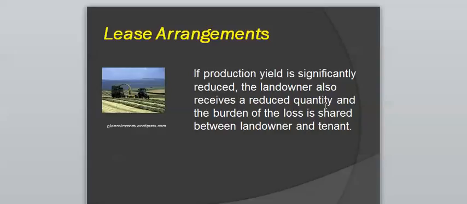So, once again, there is a cost to the farmer with this type of risk management tool. And the cost is when times are good, we're going to pay a larger lease than a straight cash lease. But in exchange, when we have a bad year, we are able to share the loss with the landlord. In other words, our rent is actually lowered in a bad year. As it says here, if production yield is significantly reduced, the landowner also receives a reduced quantity and the burden of the loss is shared between the landowner and the tenant.